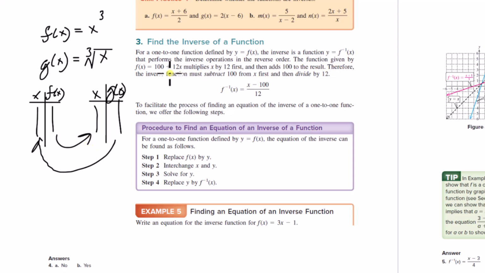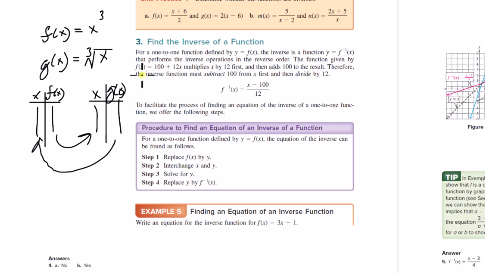Okay, the function given by f of x is equal to 100 plus 12x multiplies x by 12 first, then adds 100 to the result. Therefore, the inverse function is going to subtract 100 from x first and then divide by 12. Yeah, that's interesting. So it performs the inverse operations in reverse order. So this is another way of looking at what an inverse means.